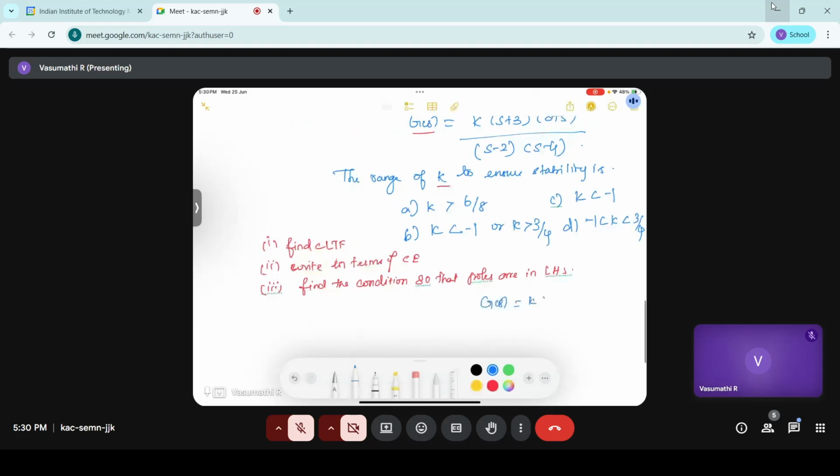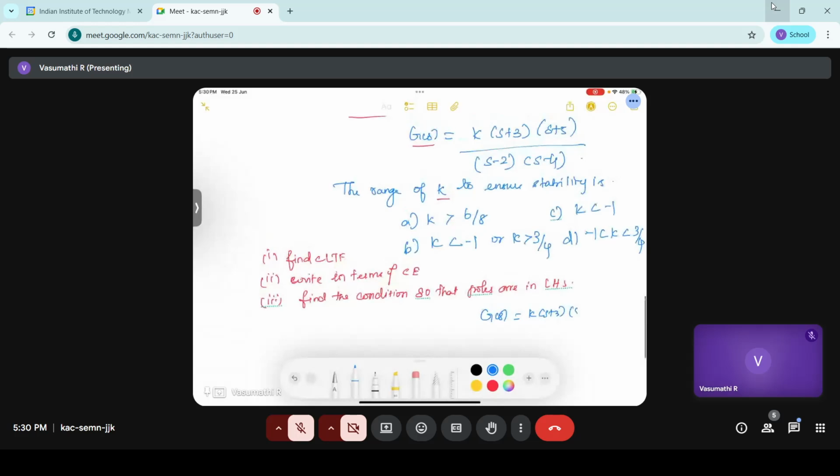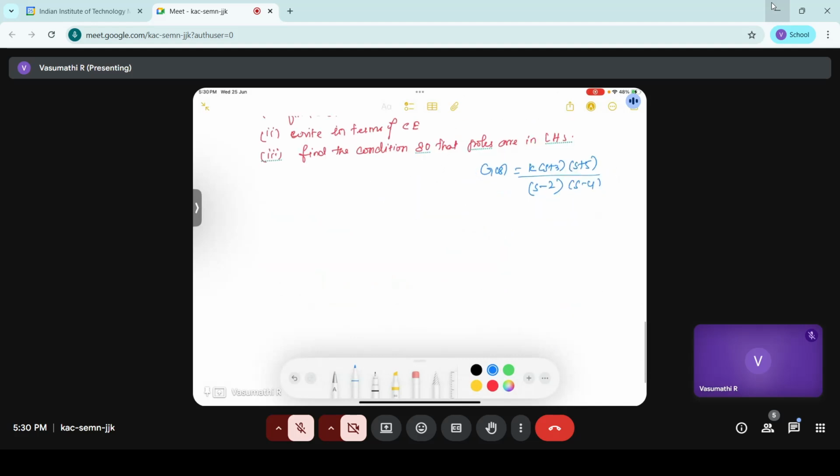G of s is equal to k into s plus 3 into s plus 5 by s minus 2 into s minus 4. This will become k into s plus 3 into s plus 5. The denominator comes as it is.